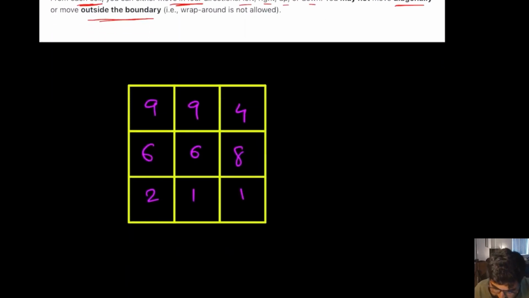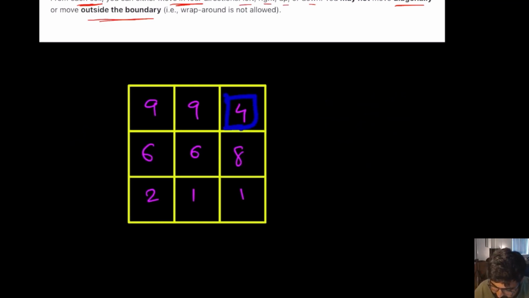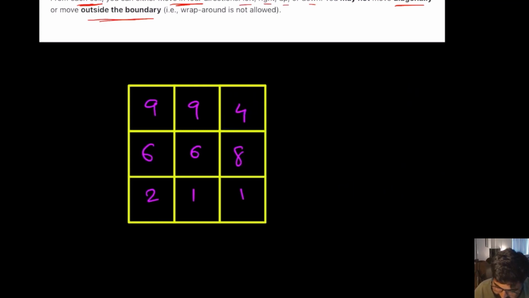So let's try to understand this with an example. Suppose this is the example that we are given. Now our aim is to find the longest increasing path. Now we know how to define an increasing path from any single cell. Let's say that we are currently located at this cell number 4. Now we have the option to go in 4 directions: up, down, left, and right. From these 4 directions, we only need to go to the cell that is in increasing order. So we need to maintain this increasing property.